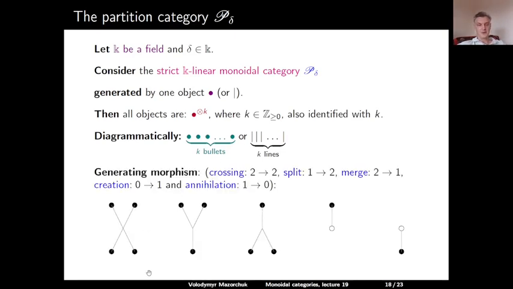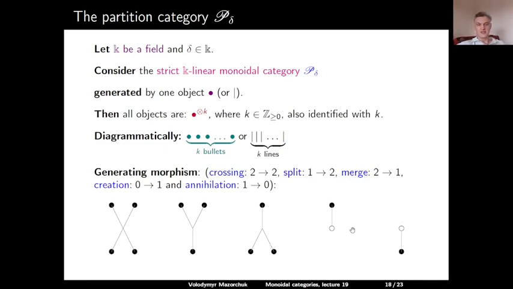Again, we read them from bottom to top. So here we have the crossing. This is the original generating morphism already in Carly S. Next, we have a morphism split from 1 bullet to 2 bullets. We have the morphism merge from 2 bullets to 1 bullet.